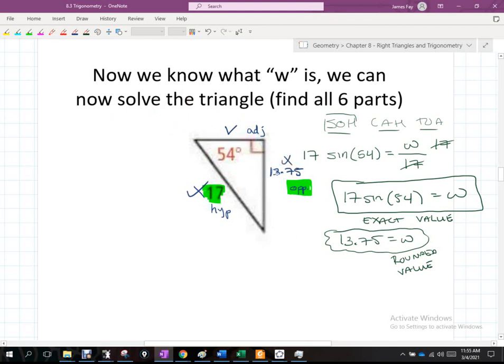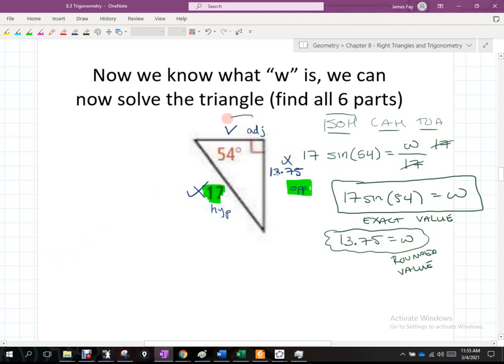Here's my question. If you're interested in accuracy, what's the best one to choose? 17. Why? Because it's not rounded, right? It is an exact value. So I'm going to do it both ways. I'll do it with 17, and we'll do it with 13.75, and show then that margin of error that is created by that rounding error.